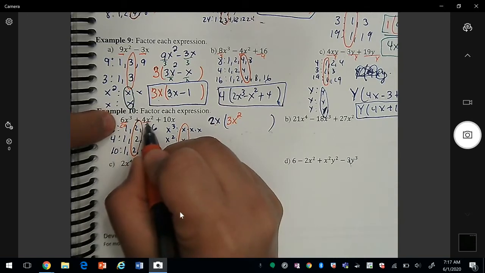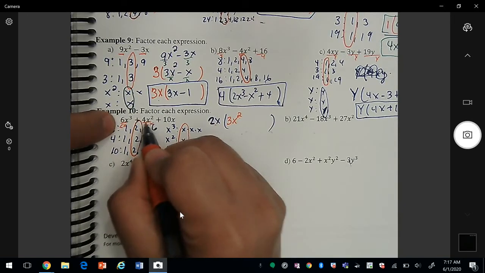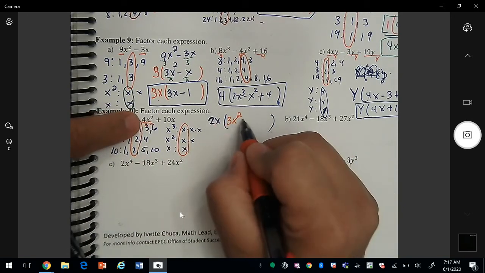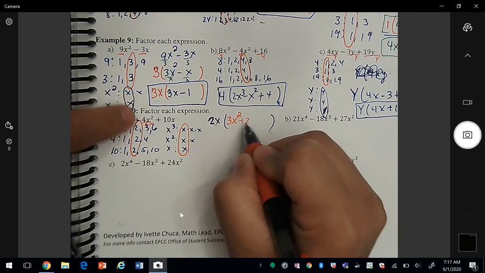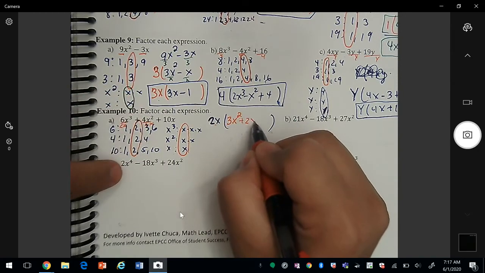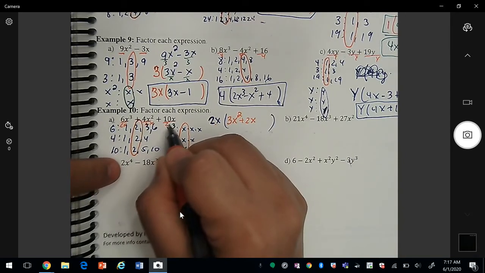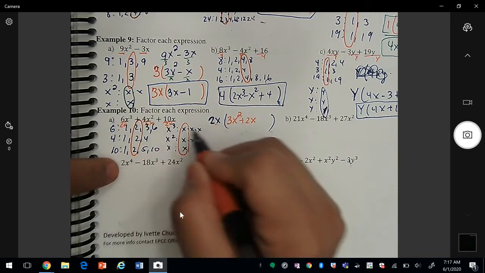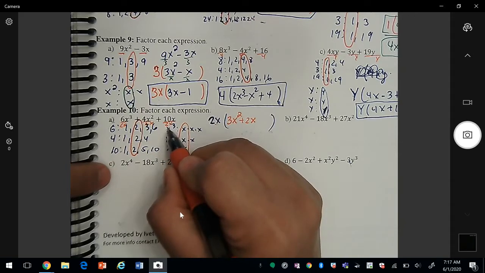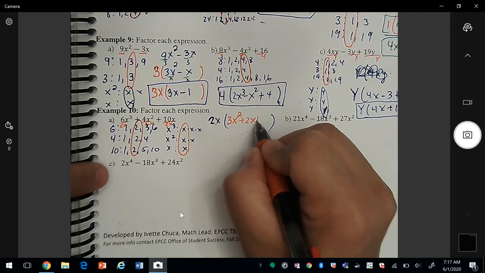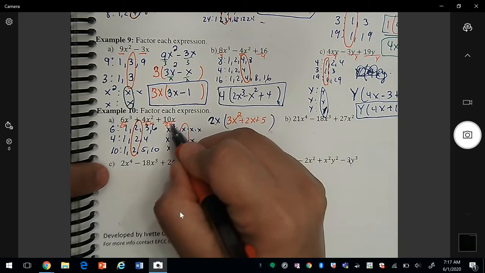And then divide the 4x squared by 2x. 4 divided by 2 is 2. X squared divided by x is x. And then last, divide the 10x. So 10x divided by 2x. 10 divided by 2 is 5. And x divided by x is 1.